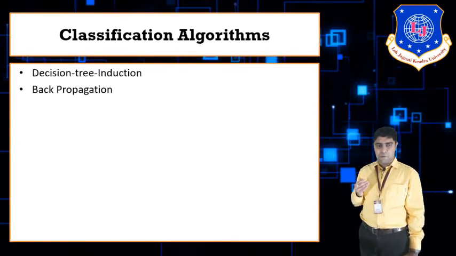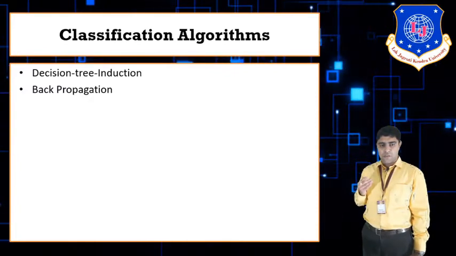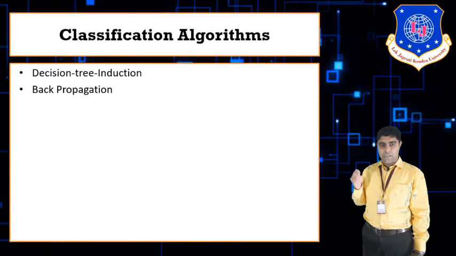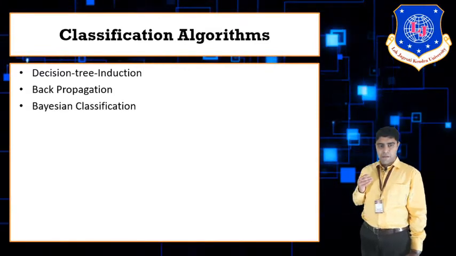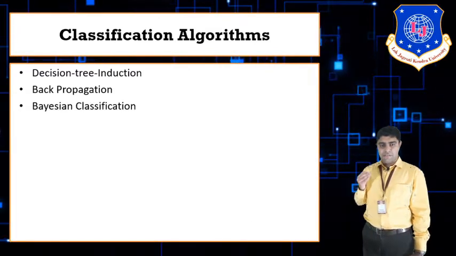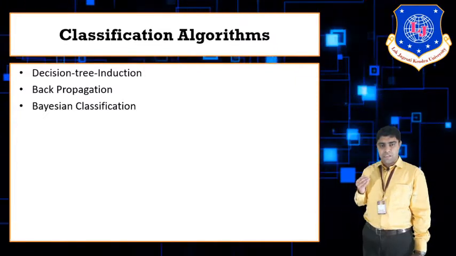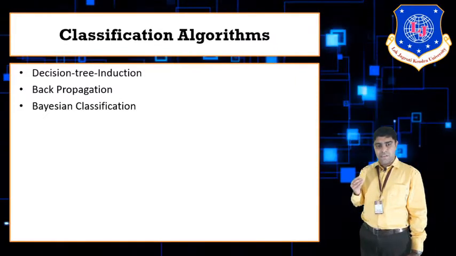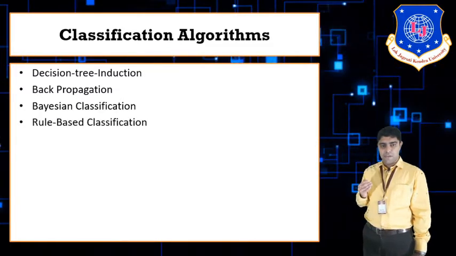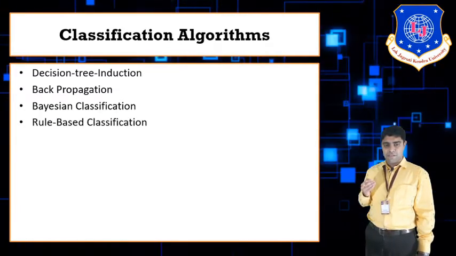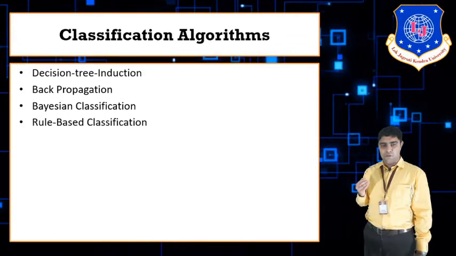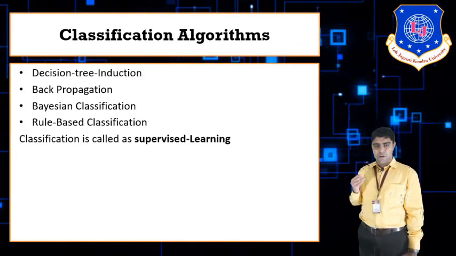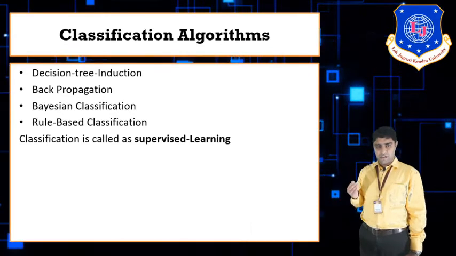Next is backpropagation, which is also known as a neural network. In a neural network there are three layers: input layer, hidden layer and output layer. Then Bayesian classification. Bayesian classification is the most important method in the algorithm, also known as the naive Bayes algorithm, which is based on Bayes' theorem. Rule based classification: in rule based classification we have to make different types of rules for the classification of data. Classification is also known as supervised learning.